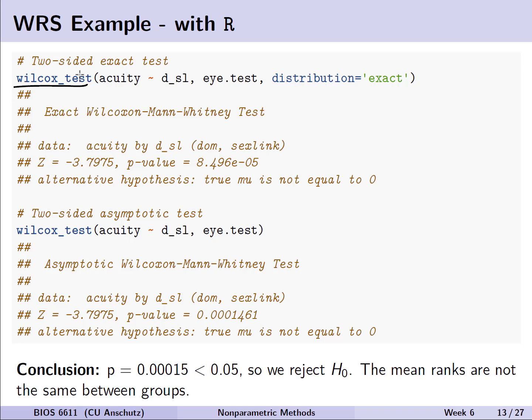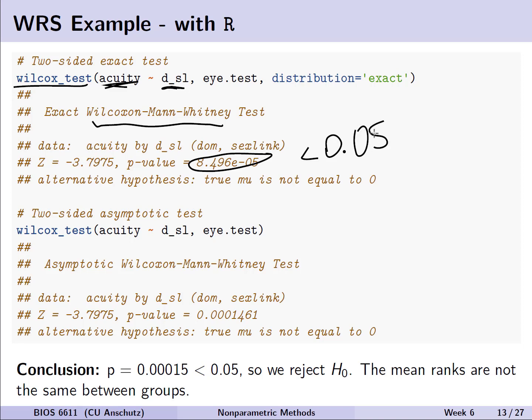What we note here is that first off in our output, once we run it with our outcome acuity compared to our group of dominant or sex-linked, we see that it tells us it's running that Wilcoxon-Mann-Whitney test, so a slightly different naming here than the Wilcoxon rank sum, but equivalent, the same idea. And we see we get, again, a very small p-value, clearly less than 0.05.